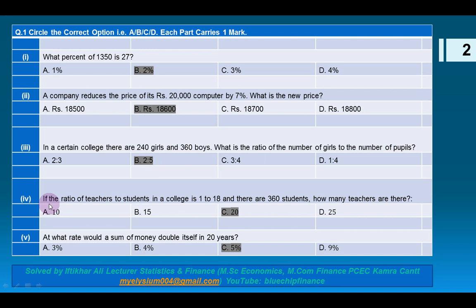Objective number 4 is: if the ratio of teachers to students in a college is 1 to 18 and there are 360 students, how many teachers are there? So the ratio is 1 to 18. 1 is for teachers and 18 is for students. So simply 360 divided by 18. There are 20 teachers in the school or college.